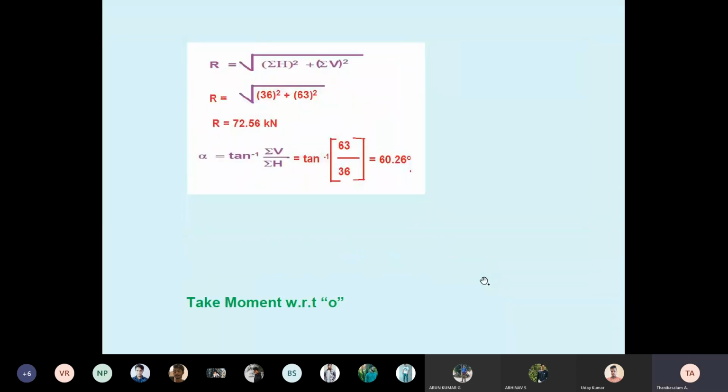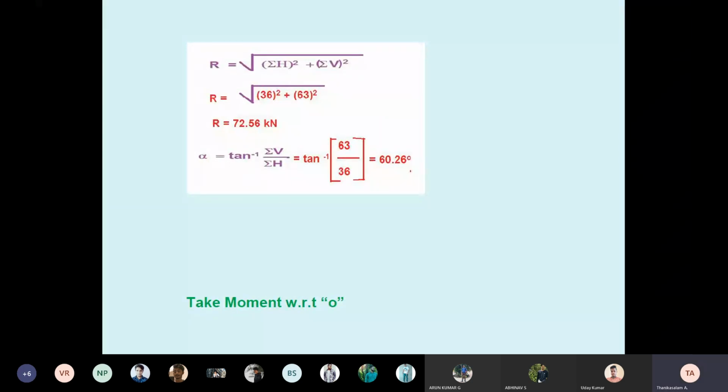Okay. So we know the formula. Therefore R equals square root of 36 square plus 63 square. Therefore the resultant equals 72.56 kilonewton. Then the resultant direction: tan inverse of summation of V divided by summation of H. Tan inverse of 63 divided by 36, that is 62.26.